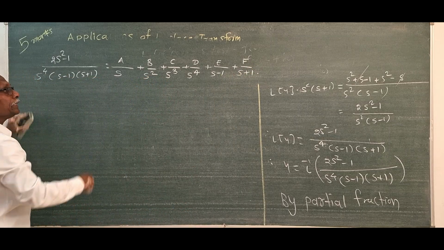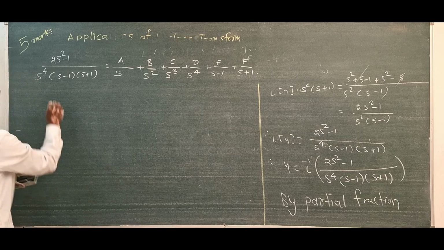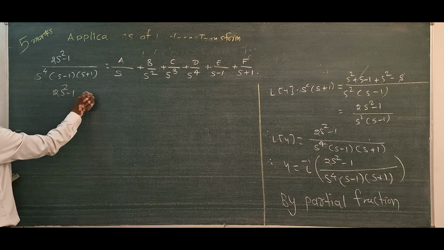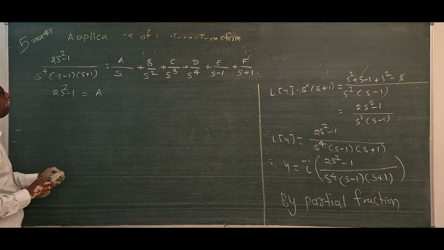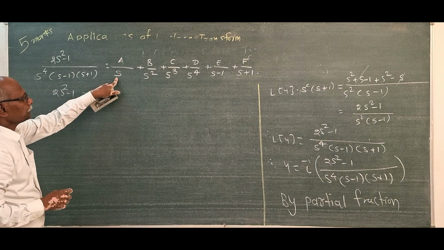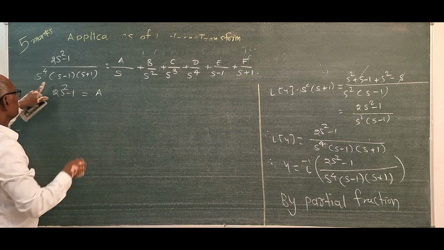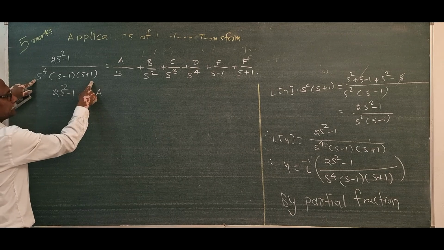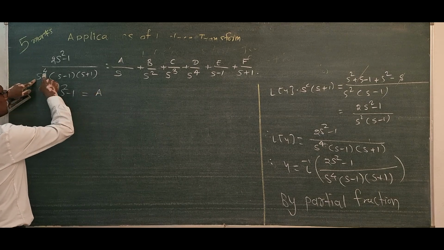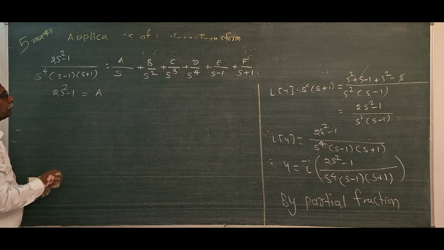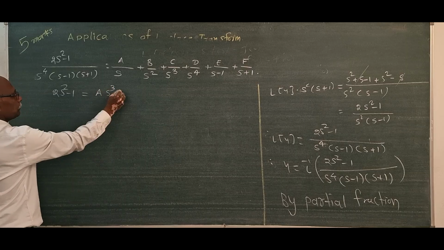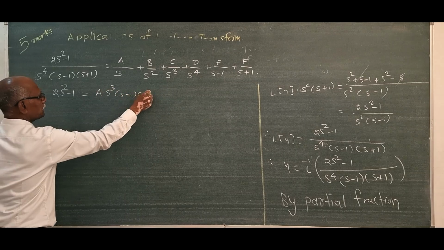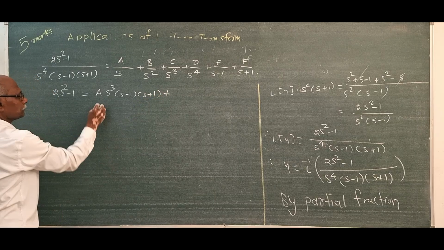Now A, B, C, D, E, F we have to find out. So what is the method of finding A, B, C, D, E, F? A is multiplied by... Now you can observe that A has s. So what is the denominator? The denominator is this. So s is already there, so here you can write s cube into (s minus 1)(s plus 1).